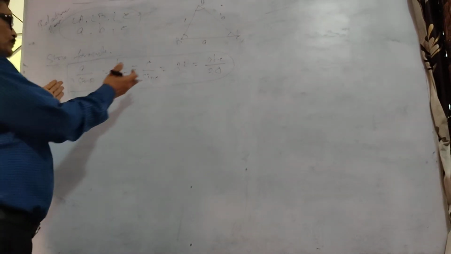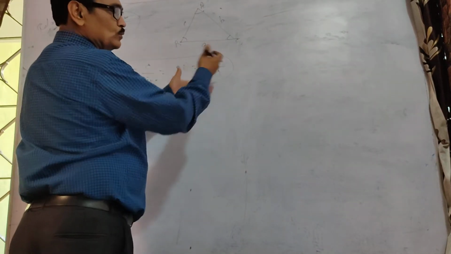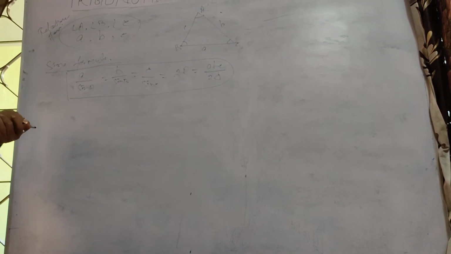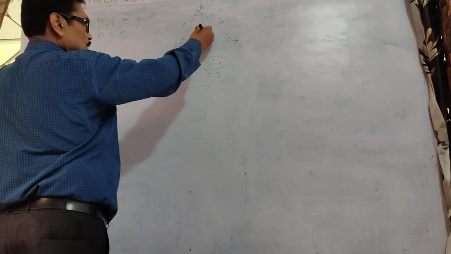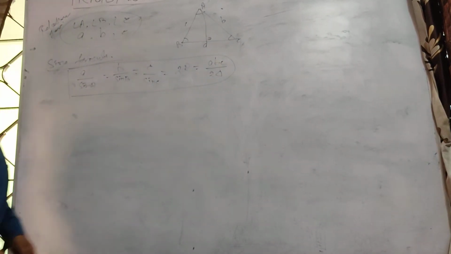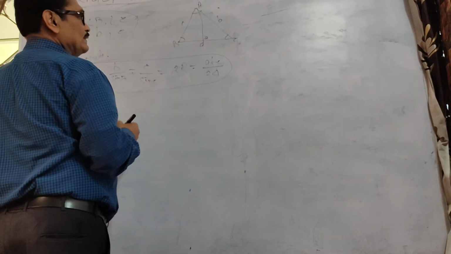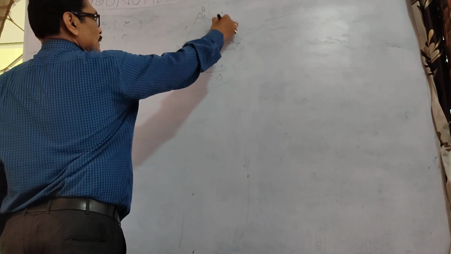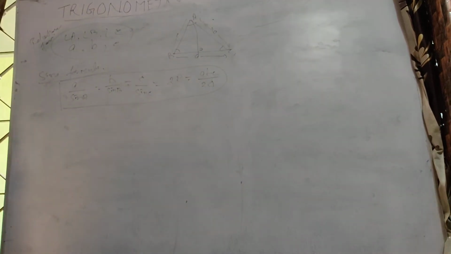So, first we prove this part. This is equal to 2R, and next we will prove this is equal to abc upon twice the area of triangle A. Now draw a perpendicular. This is AD, the perpendicular to the opposite side BC. This distance is a, this distance is b, and this distance is c. These are the sides.